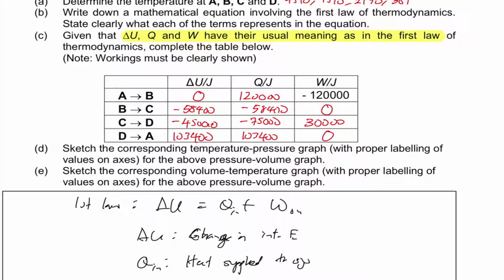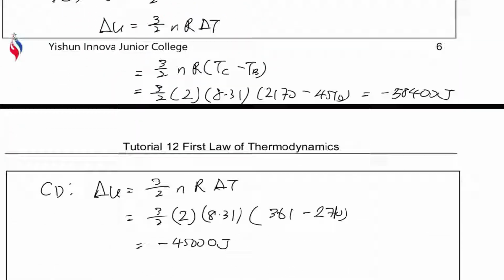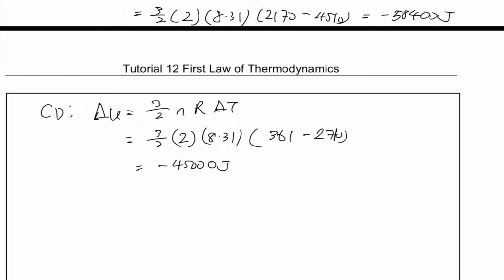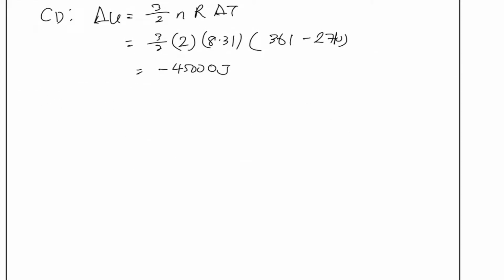Okay, next you're asked to draw the corresponding temperature pressure graph. Okay, so you are asked to draw temperature pressure graph with proper labeling of values of axis, then also draw volume temperature graph with proper labeling as well. Okay, so let's find space at the bottom to draw this. Let's go down to here. First one is temperature pressure. So let's just mark the axis first. Temperature over pressure.